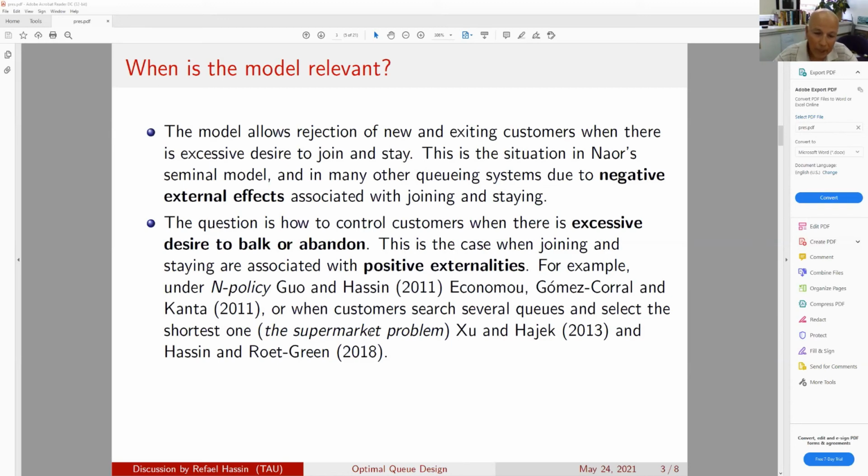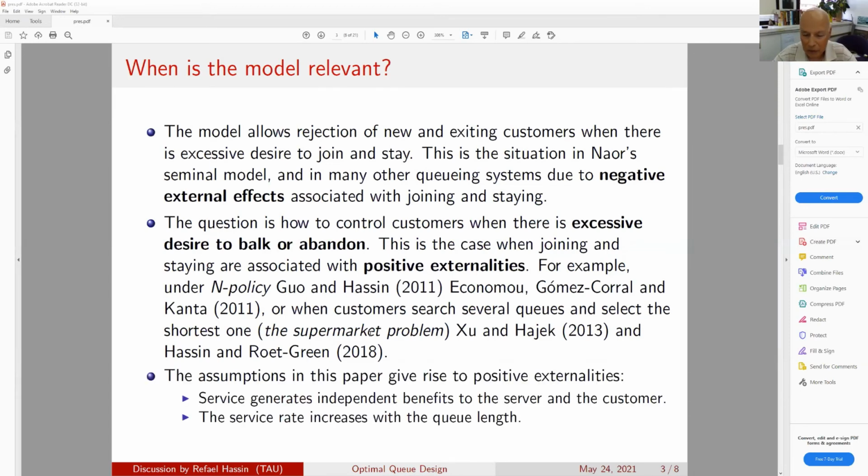Another case is something called the supermarket problem, or variations of it, where there are several queues, and customers view several of the queues and choose the shortest one. This makes the whole system function more efficiently, and therefore there are positive externalities here. So sometimes I want customers to be more active, and I want to encourage them, not to come to the queue, but to inspect more queues.